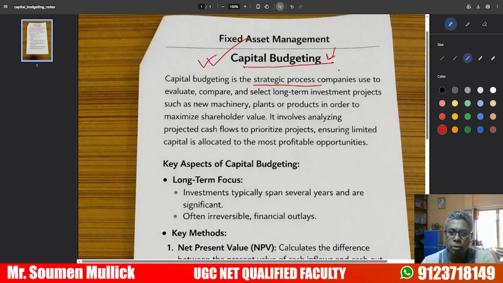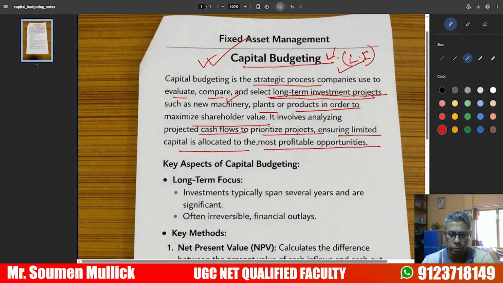What is capital budgeting? It comprises the process used to evaluate, compare, and select long-term investment projects. You have to remember, capital budgeting is always long-term investment, such as new machinery, plant, or product, in order to maximize shareholder wealth. It involves analyzing the projected cash flow to prioritize projects and ensure limited capital is allocated to the most profitable opportunities.